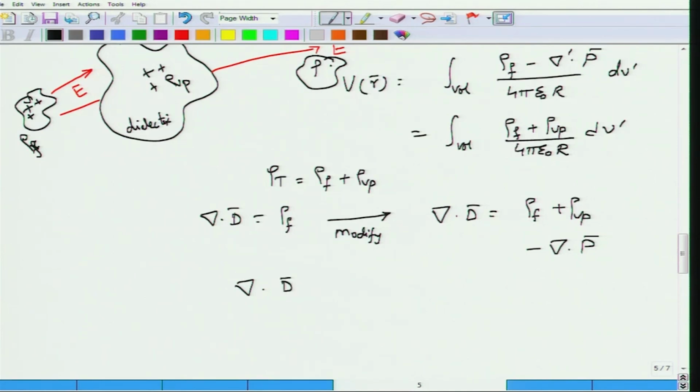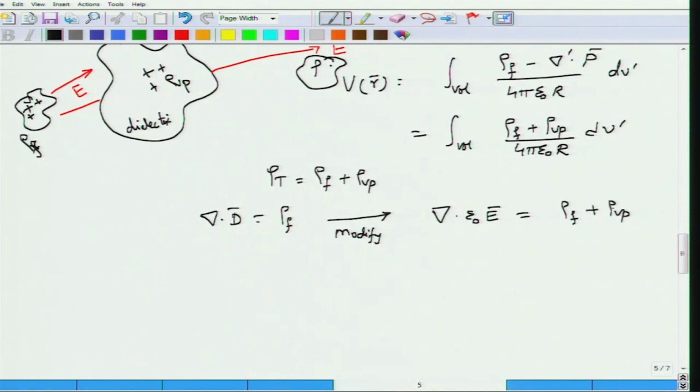Sorry, I actually made a small mistake here. This del dot D equal to rho f is correct. However, the field that I have is actually because of... this del dot D equal to rho f actually becomes del dot epsilon 0 E, because I am assuming that outside of the dielectric this D field is epsilon 0 into E, correct. That is the field outside the dielectric. This would be equal to rho f plus rho Vp now, right.